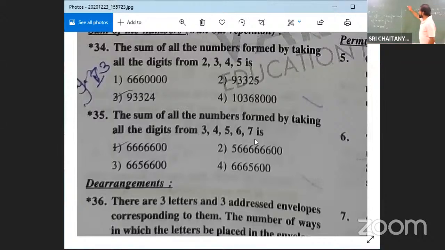So when should you use this one? When 0 is included. In problem numbers 34 and 35, there is no 0 given to you. So you can use the same formula for the next problem also. Use the same formula: (n minus 1) factorial, 0 is not there, no? Into sum of all digits into 1111 up to n times, right?